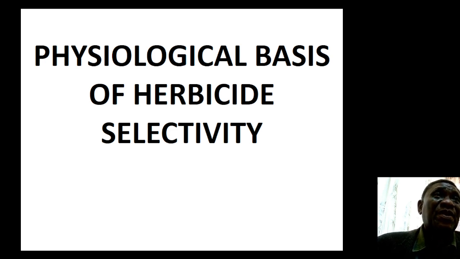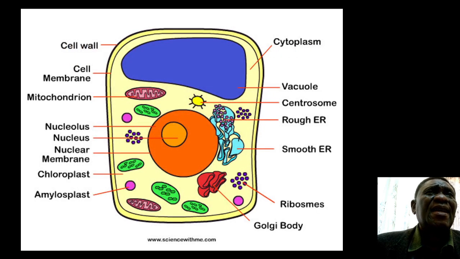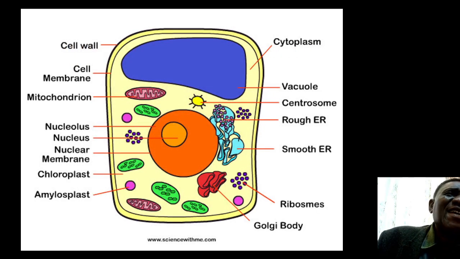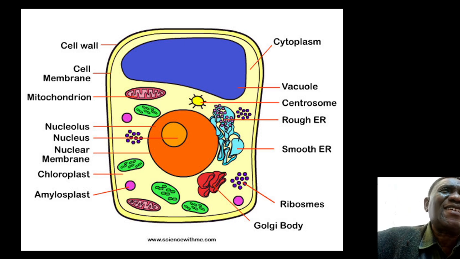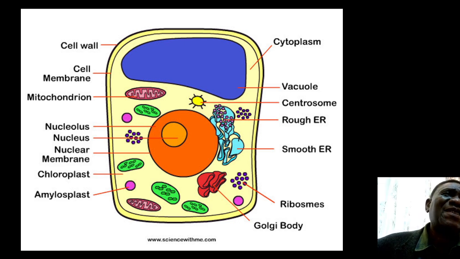So physiological basis of selectivity. What we should know is that everything happens in the cells. A lot of biochemical reactions. We don't want to spend too much time going into the cellular activities, but this is where everything is taking place.